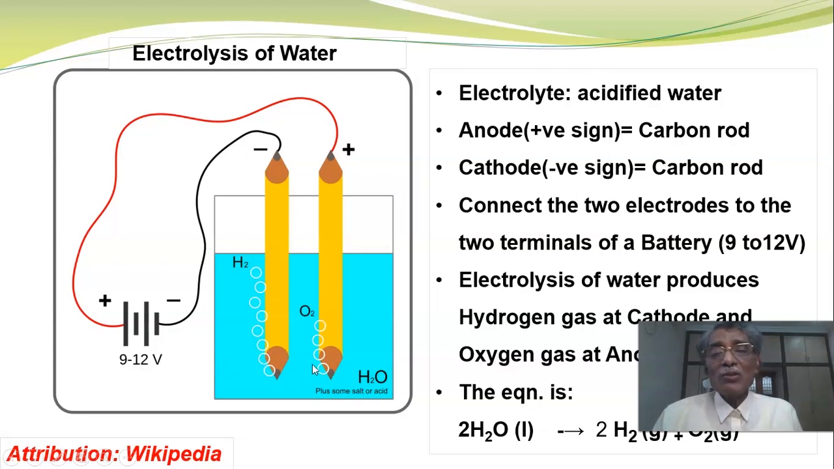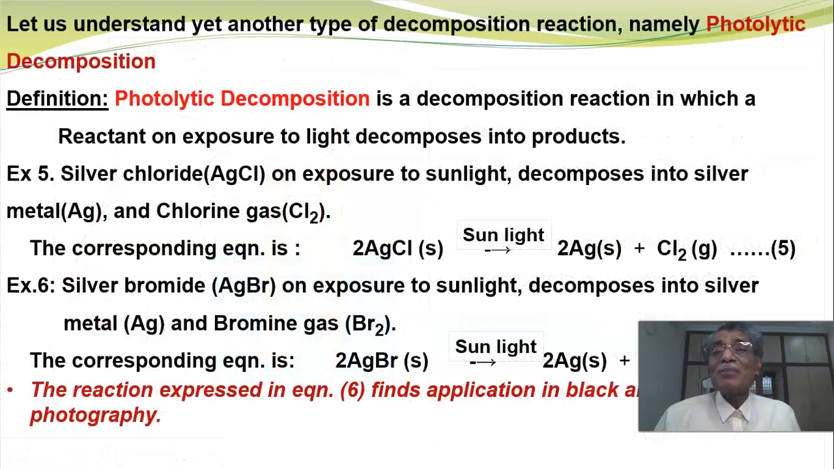Then electrolysis starts, and electrolysis of water produces hydrogen gas in the form of bubbles you see here at cathode, and oxygen gas in the form of bubbles you see here at anode. We have already seen the equation as 2H2O liquid gives rise to 2H2 gas plus O2 gas.